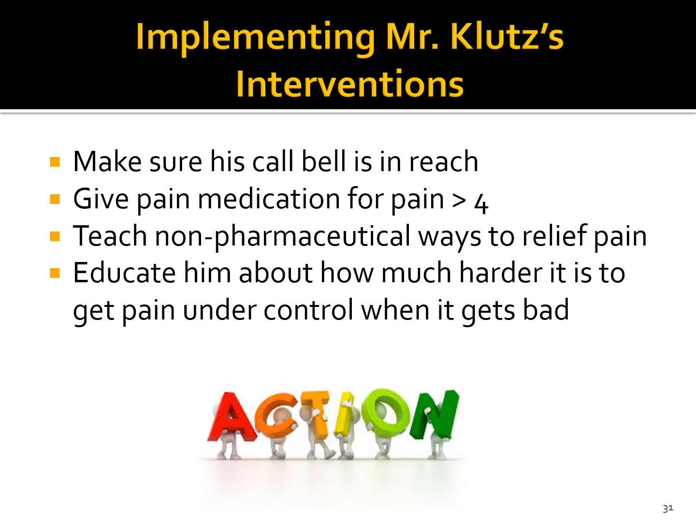So let's implement Mr. Klutz's intervention. You put his call bell within reach. You give him pain medication for pain greater than 4. You teach him the non-pharmaceutical ways. You educate him about how much harder it is to get pain under control when it gets bad. Those are all action items.